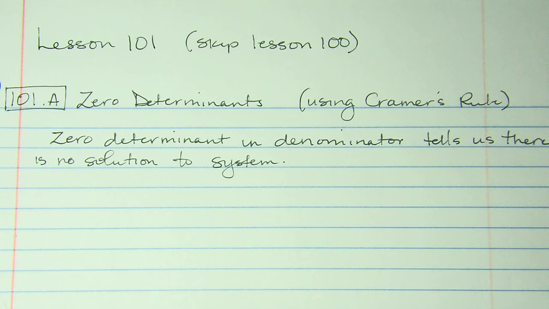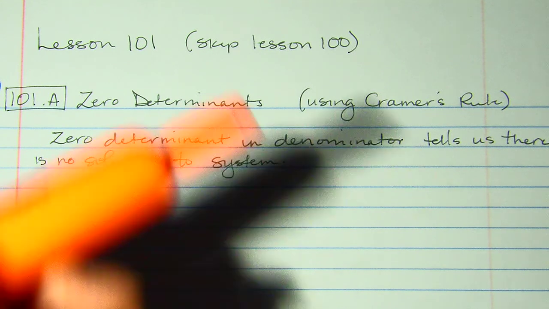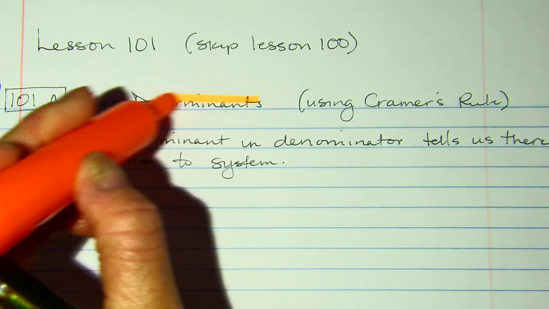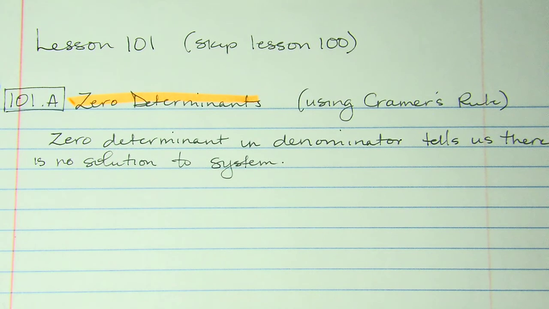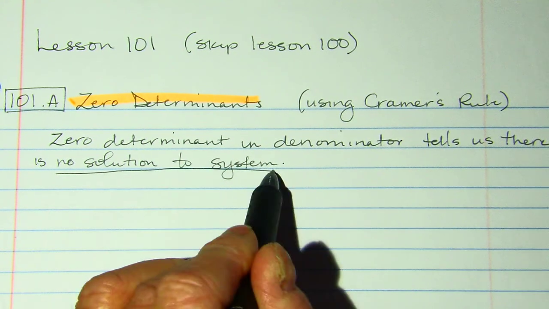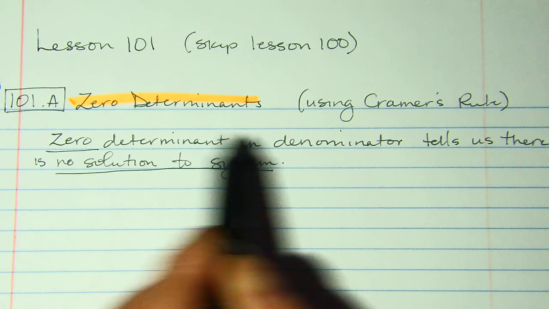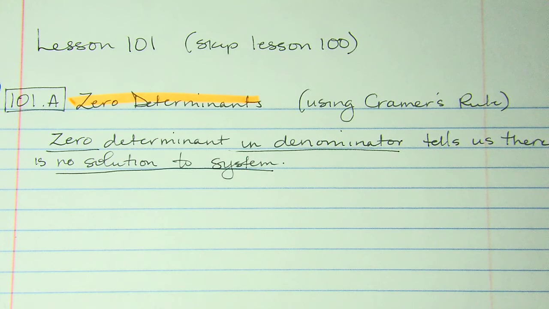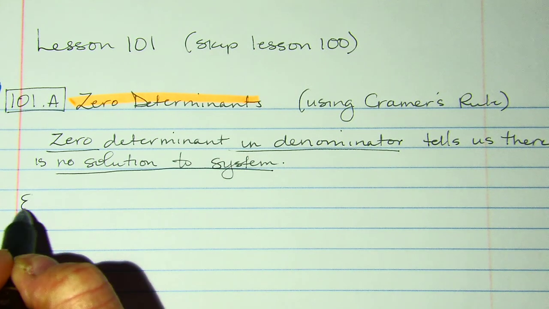101.A is on zero determinants using Cramer's rule. So zero determinants in the denominator. When I get a 0 in the denominator, we can't divide by 0, so a 0 would tell us that there is no solution to the system. So remember, that's a 0 in the denominator. Now for this whole section, it is using Cramer's rule. I realize not many people like it, but it is what we are going to be covering.